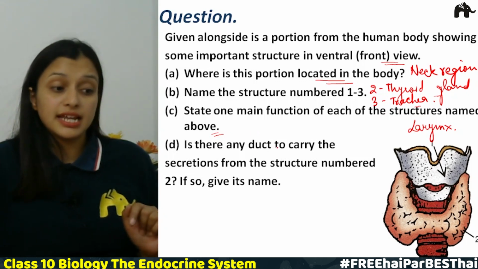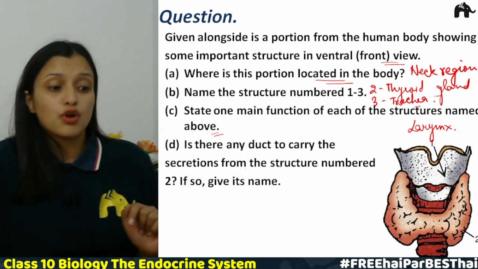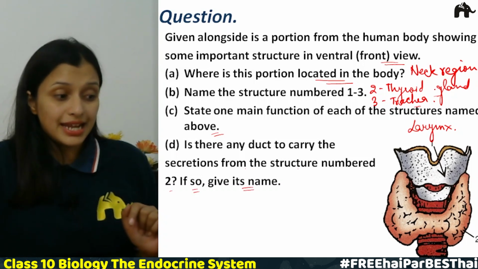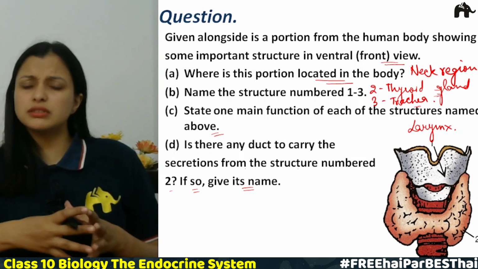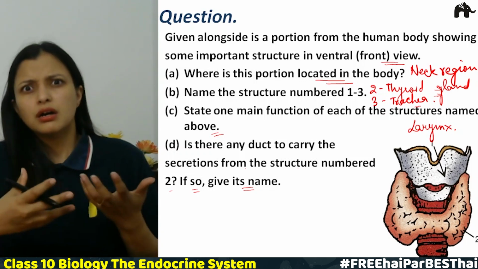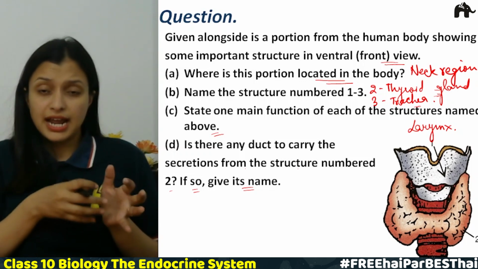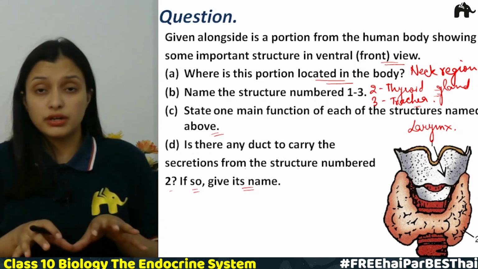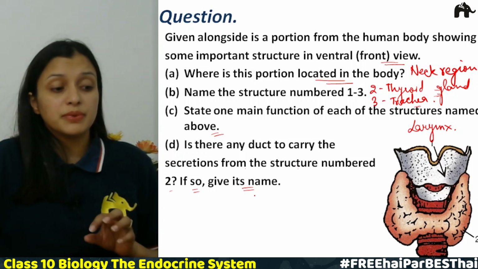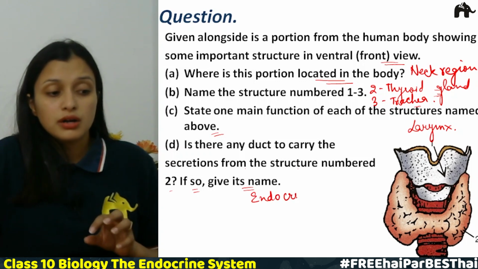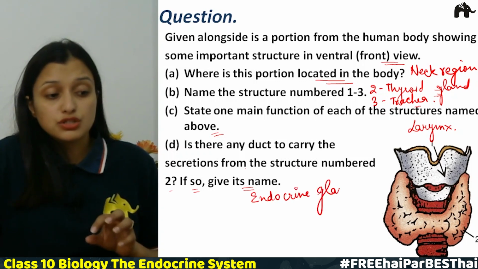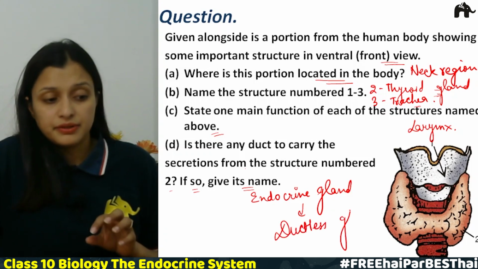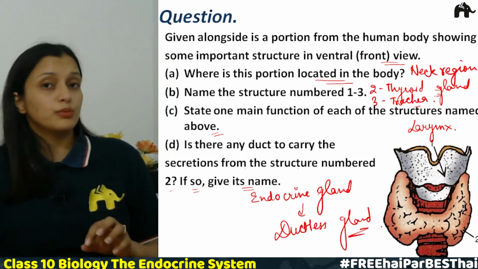The next question is: is there any duct to carry the secretion from the structure number 2? If so, give its name. So is there any duct for the thyroid gland, from where it gives its secretion, thyroxine, and sends it to the target organ? No, there is no duct, because this is an endocrine gland, which is called a ductless gland, right? I hope this is clear.